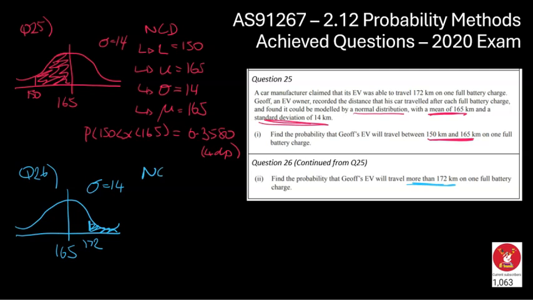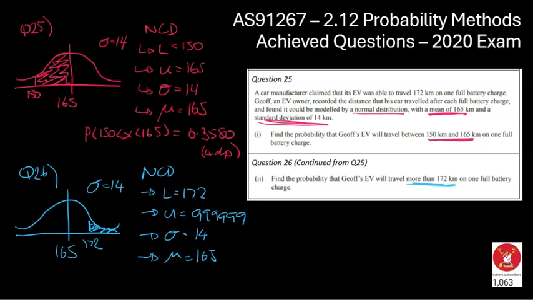So again, we're going to be using NCD mode. My lower is going to be 172. My upper, this one's tricky. We don't really have an upper, it's just "or more." Just a reminder, when that happens, just shove in a whole bunch of 9s on your calculator. So let's do six 9s here. And the standard deviation is unchanged at 14, and my mean is 165.